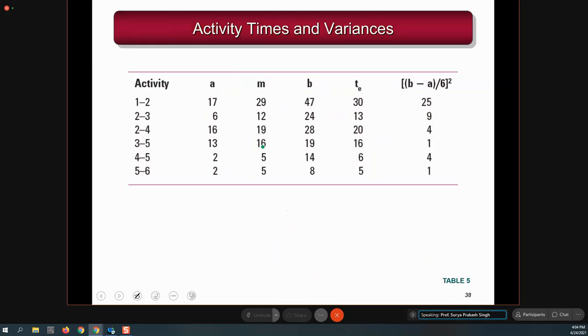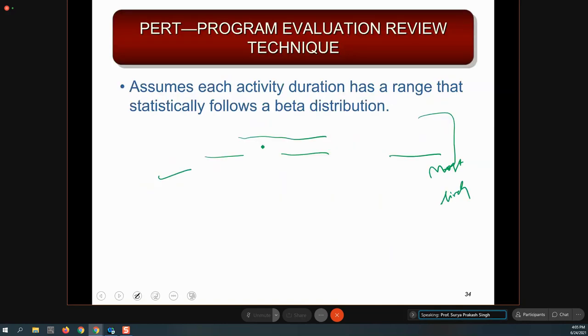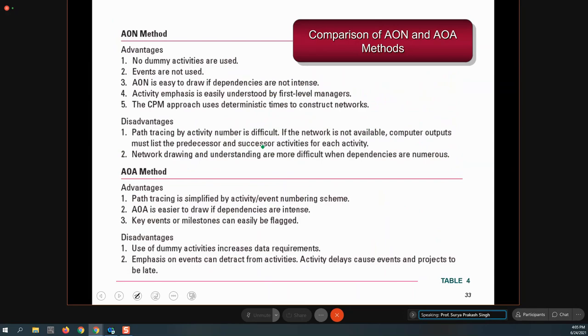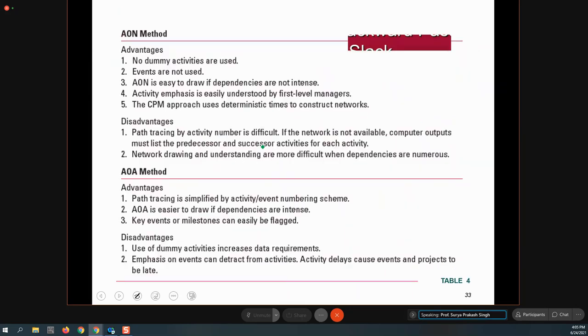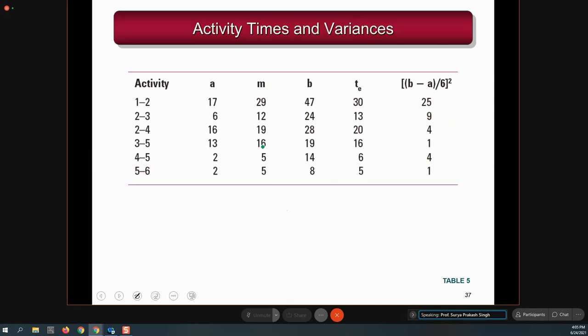Okay. So I have taken one random example. Let me show the activity. I don't think I have the diagram, but I have the data with me in the slide. So this is the time between activities: activity 1-2, 2-3, 2-4, 3-5, 4-5, 5-6. They have the optimistic time, most likely time, and pessimistic time.